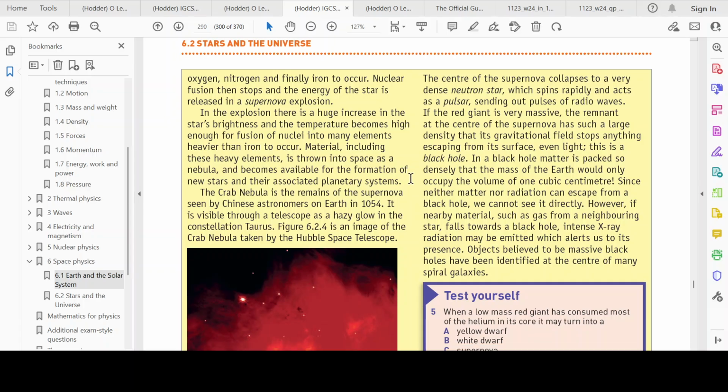The center of the supernova collapses to a very dense neutron star, which spins rapidly and acts as a pulsar, sending out pulses of radio waves. If the red giant is very massive, the remnant at the center of the supernova has such a large density that its gravitational field stops anything escaping from its surface, even light. And this is what you get: a black hole.